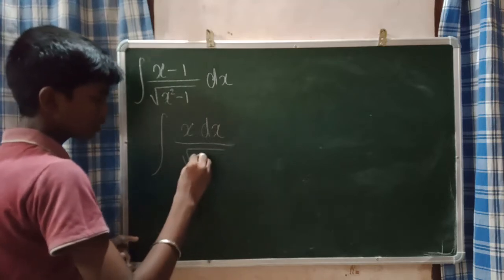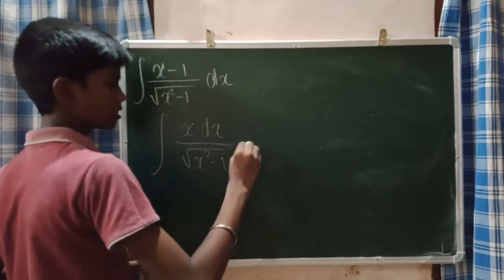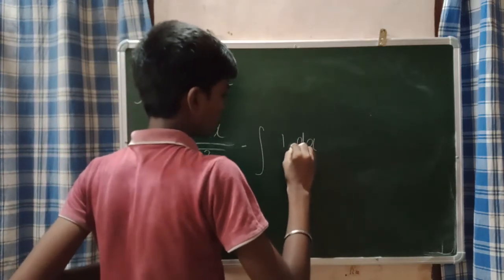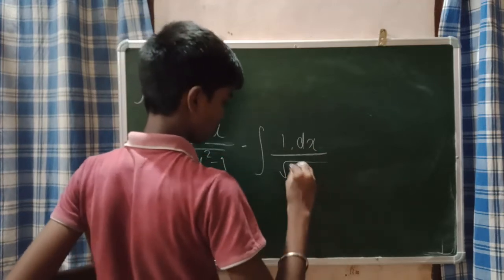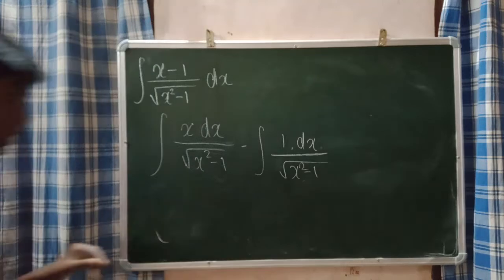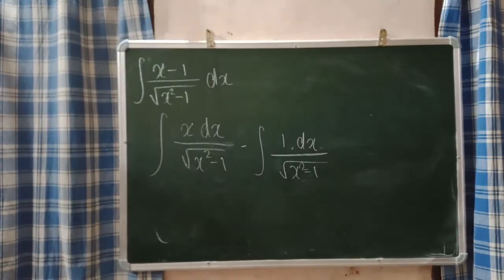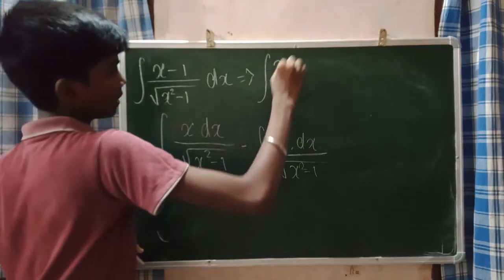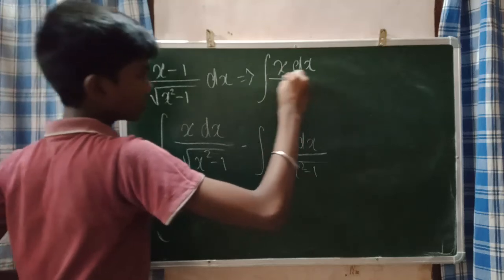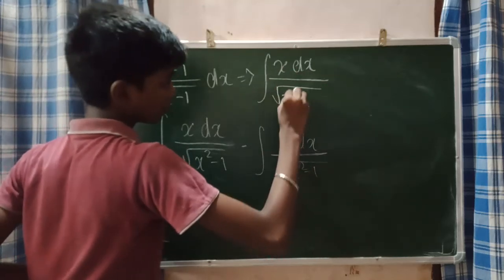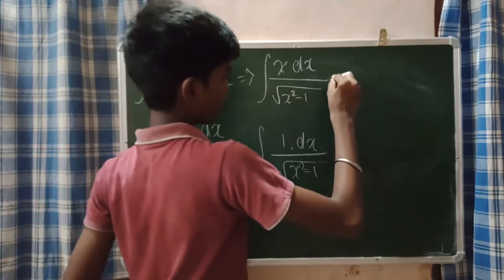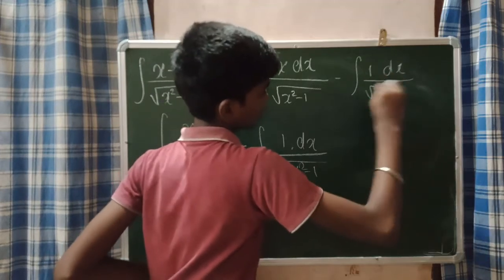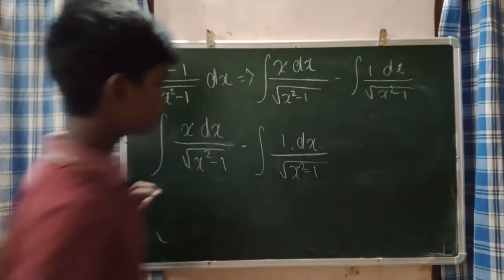Can't I split this integral as the integral of x dx divided by root of x square minus 1, then minus the integral of 1 dx divided by root of x square minus 1? Can't I split like this? Think carefully and say. Of course I can do that.